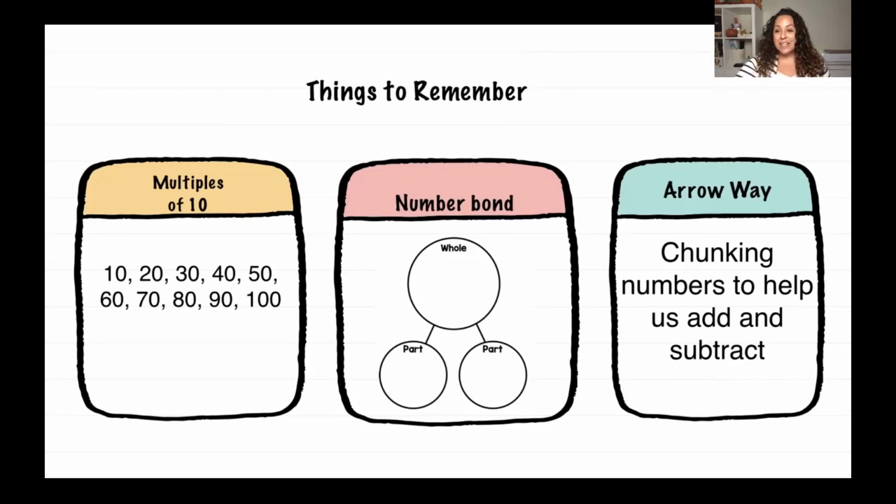Okay, let's go ahead and look at a number bond. Remember, our number bond has a whole and two parts. And then we have the arrow way. We've been talking about the arrow way for the last 2 days, and the arrow way is when you chunk numbers together to help you add and subtract. And if you don't remember what that is, we're going to talk about that today. So let's go ahead and continue.